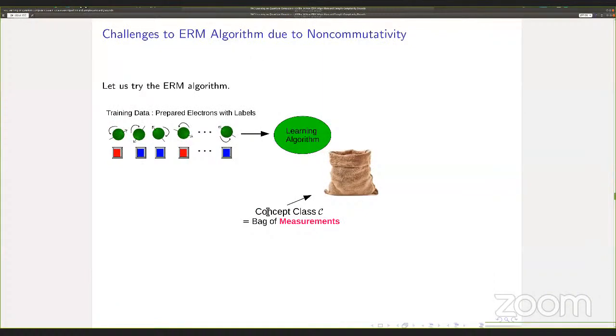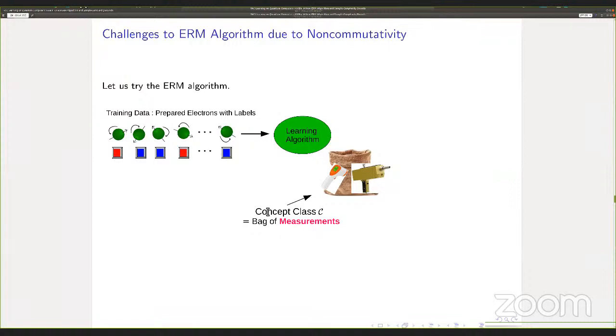So now what's your training data? It's a bunch of labeled features. A feature is a prepared electron, and your label is kind of the content in the register. It could be blue or red. I'm just making it pictorial, so you think of this as blue and red. Now your concept class is a bag of measurements. Your learning algorithm is fed with this training data. It has to go and pull out a good predictor. It has to go and pull out a good measurement. So your concept class is a bag of measurements.